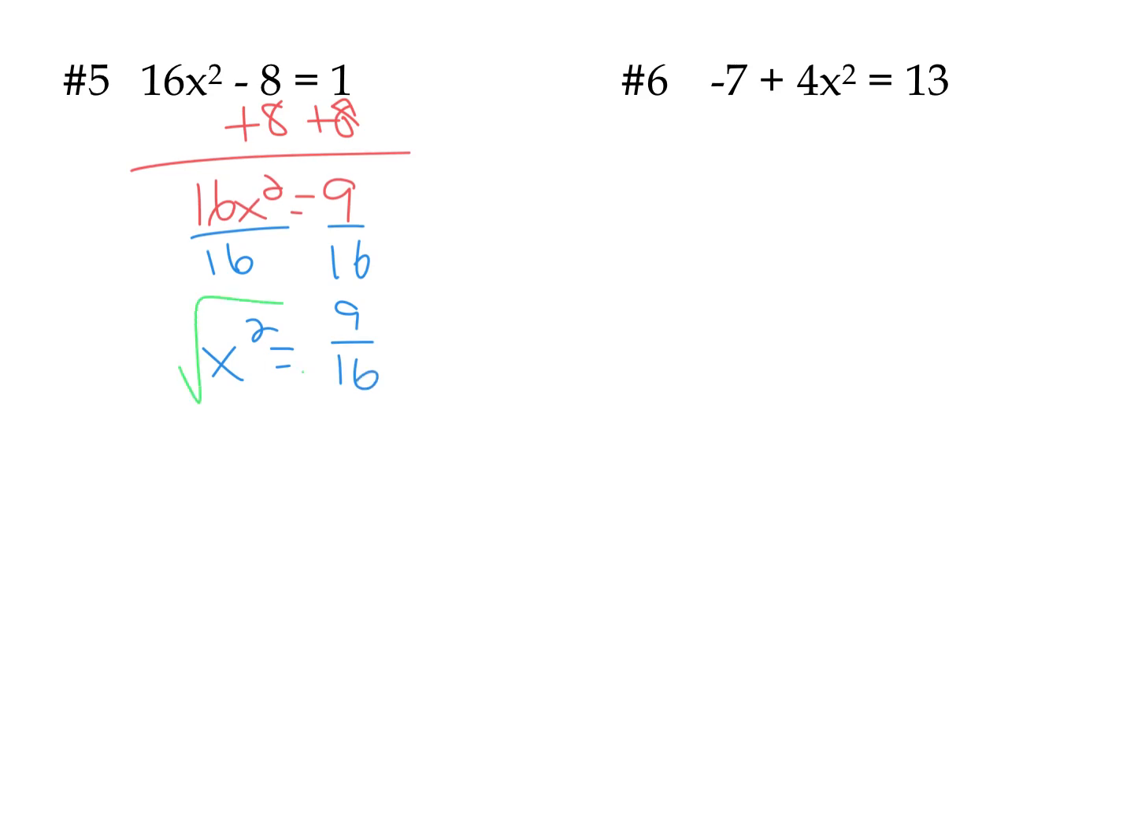And when I square root both sides, x equals plus or minus the square root of 9, which is 3, over the square root of 16, which is 4. So plus or minus 3/4. You just keep it as a fraction. When you square root a fraction, you square root the numerator and denominator separately.